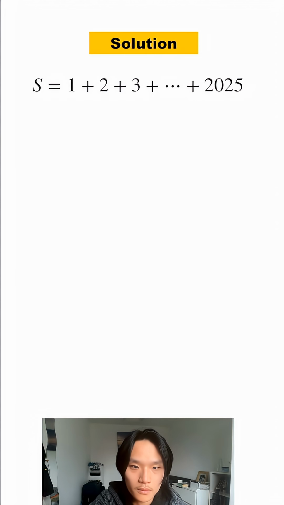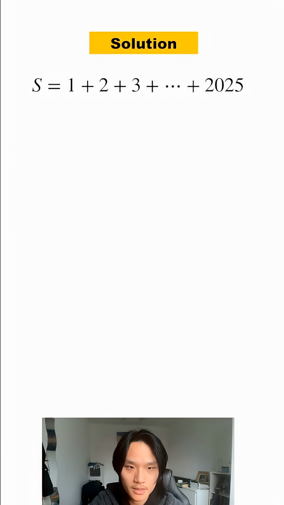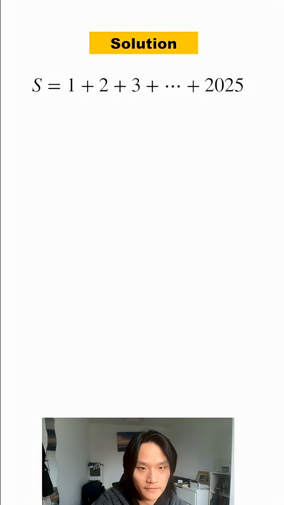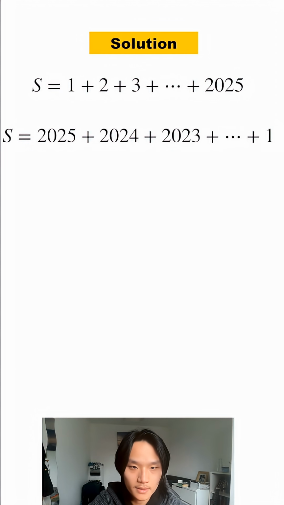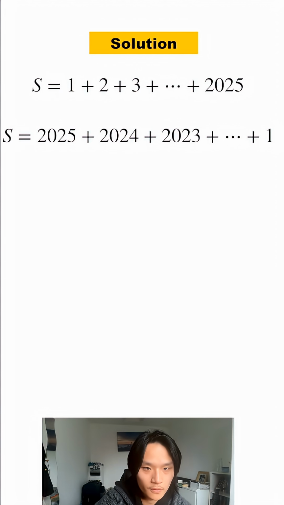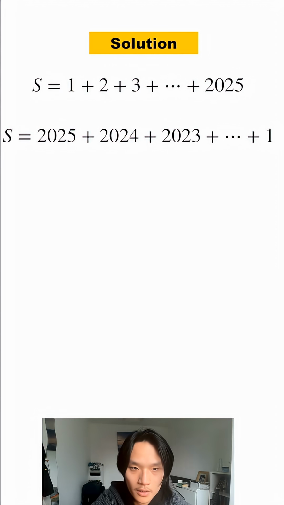So what we want to do first is to write the sum as s. So you see s equals 1 plus 2 plus 3 plus all the way to 2025. Then we also write it again, except we reverse the order. So now we have s equals 2025 plus 2024 plus 2023 all the way to 1.